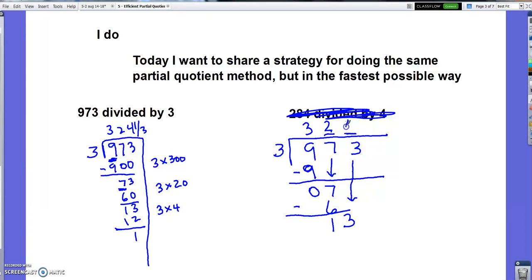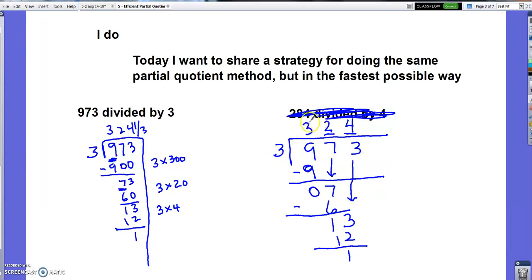3 times 4 is it? 3 times 4 is 12. And that leaves me with a remainder of 1. There's nothing left to bring down, so I know I'm done because I've used all 3 of my digits. And so just like over here, I have 1 out of my next group of 3.